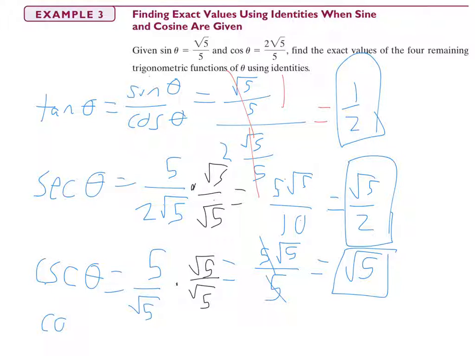And for cotangent, that's just, remember, 1 over the tangent. So it'd just be 2 over 1, because you flipped the tangent, which is just 2.